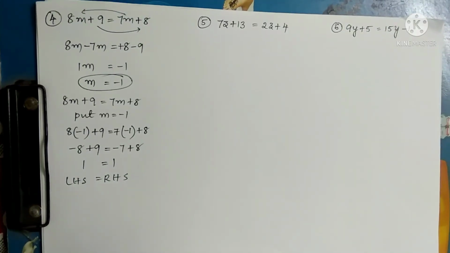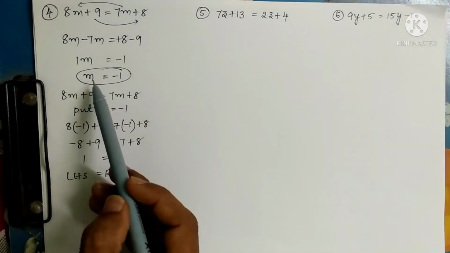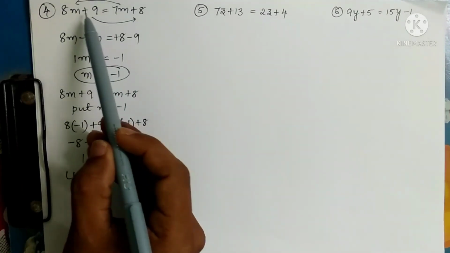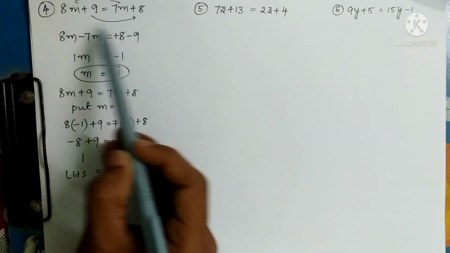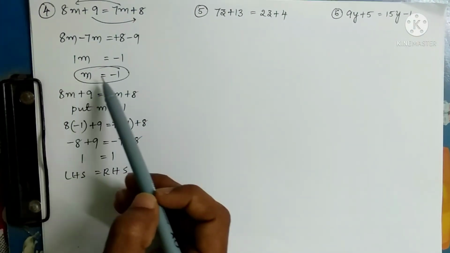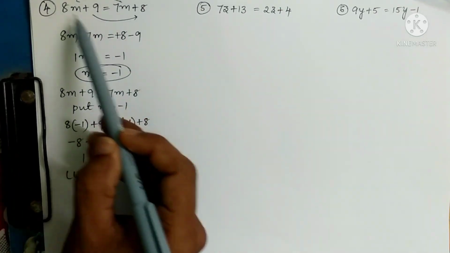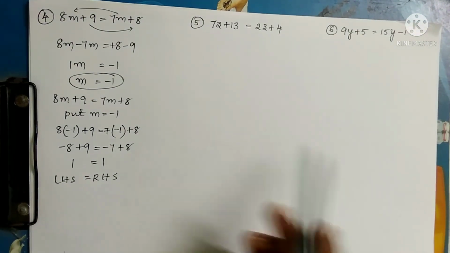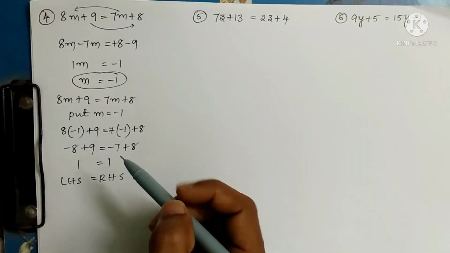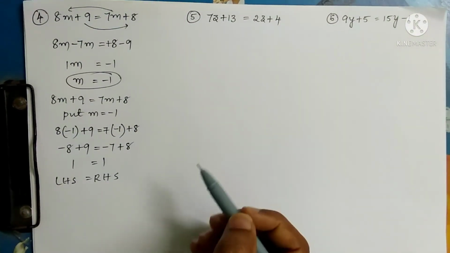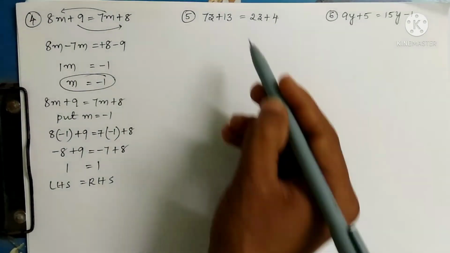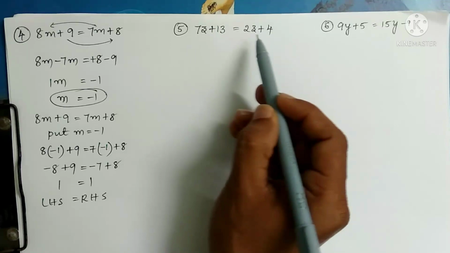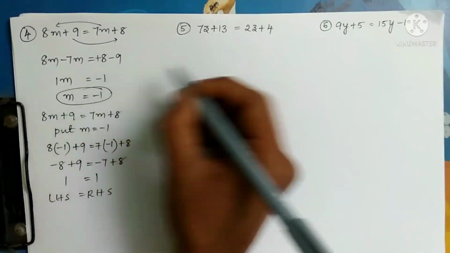If LHS is equal to RHS, then we can say that m equal to minus 1 satisfies the given equation, which is nothing but m equal to minus 1 is the solution of the equation 8m plus 9 equal to 7m plus 8. So this is question number 4. Now let us find the fifth question, which is 7z plus 13 is equal to 2z plus 4.